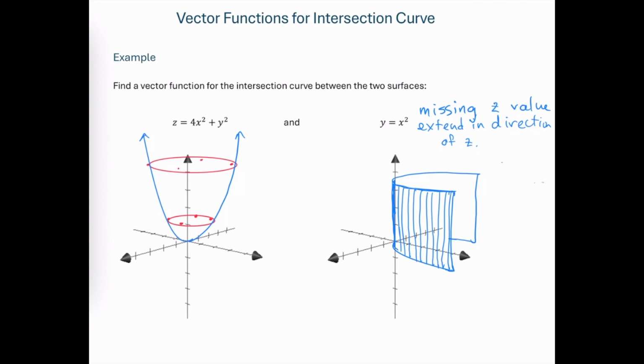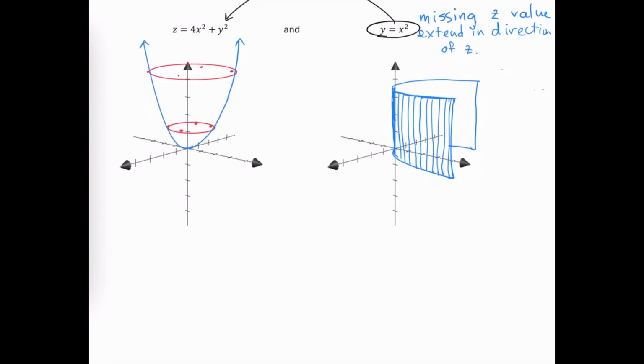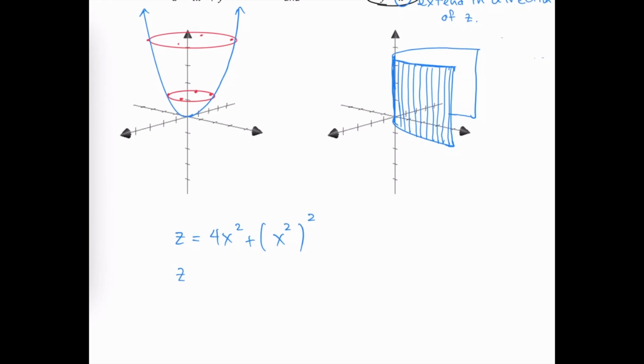So now it's time to find the intersection curve between these two surfaces. What we want to do is take one criteria or equation and literally plug it into the other criteria so that we come up with one equation that satisfies both of these requirements. So we end up with z is equal to 4x squared plus y squared is going to become, we're going to plug in x squared for this. And our equation then depends only on x: 4x squared plus x to the fourth power.